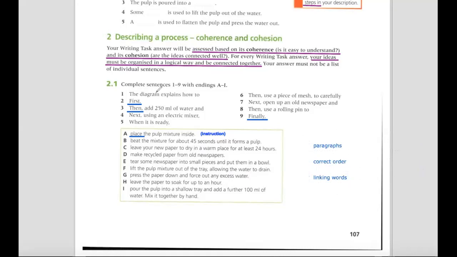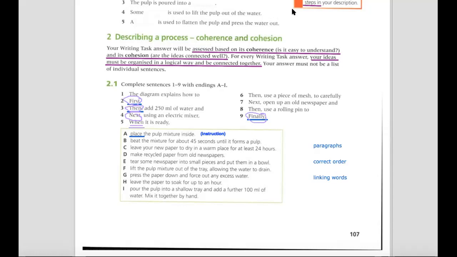So often when we're talking about a process, the linking words that we can use describe what order they're happening in. So we use words like first, then, next, and at the end, finally. We can also use linking words like when as well to describe things that are happening in the process. So these words are really important. You should use them if you get a process for task one.